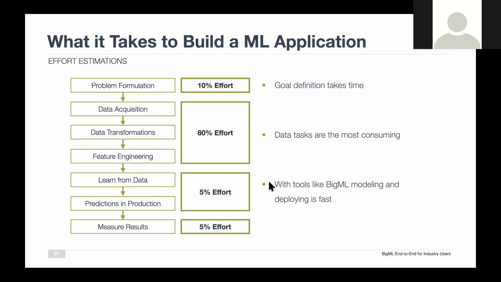And then the modeling part only takes 5%, and also making predictions. I would say that depending on the predictions, this doesn't take into account the time to build an application. Obviously, depending on the complexity of the application, the time and the efforts will be different. So this counts the modeling parts and the productivization parts. And finally, there's 5% of time to measure results as well.